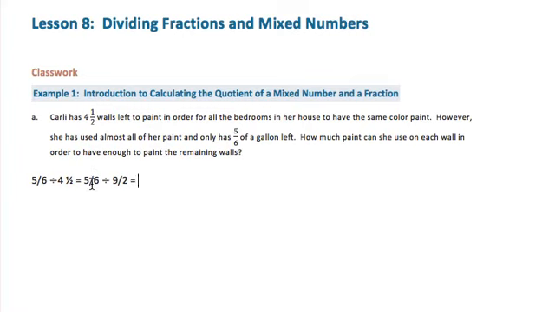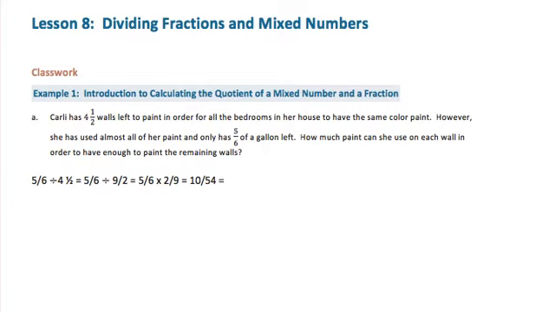At this point, once we have two fractions, we can follow the same rules that we've been following for a while now of dividing fractions, which means that we'll change it to multiplication and we will flip, or find the reciprocal of, the second fraction, which is 2/9. Finally, we'll multiply the numerators, 5 times 2, multiply the denominators, 6 times 9, which is 54.